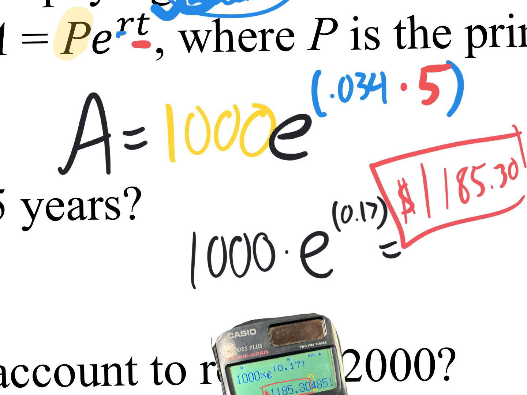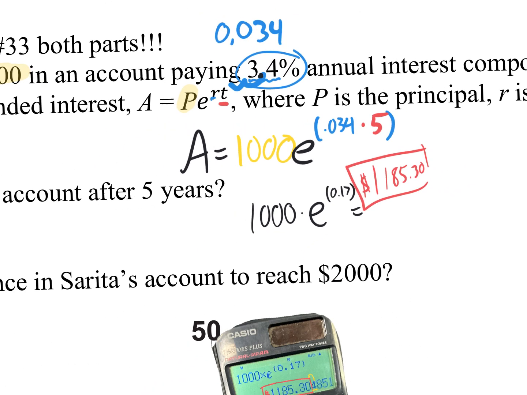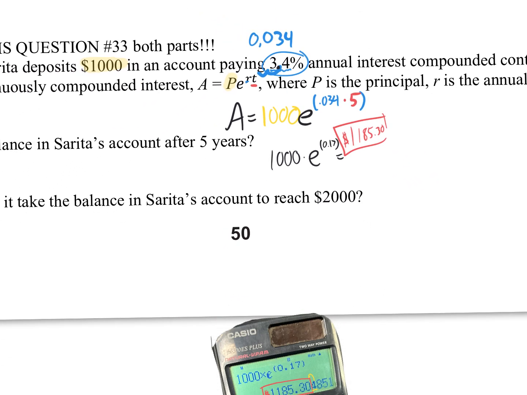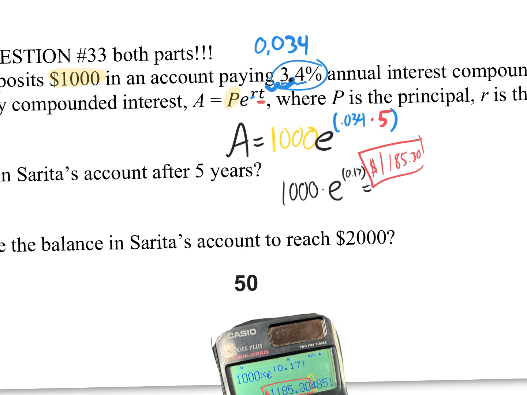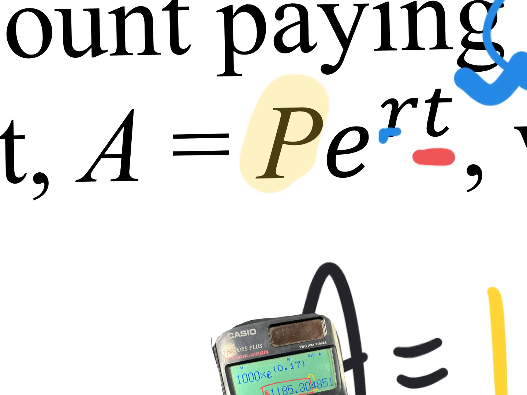That is how much money she will have after 5 years. Does that make sense? Any questions on that? It's pretty straightforward. They give you the formula. So once again, let me go back to the formula itself. They give it to you right there.